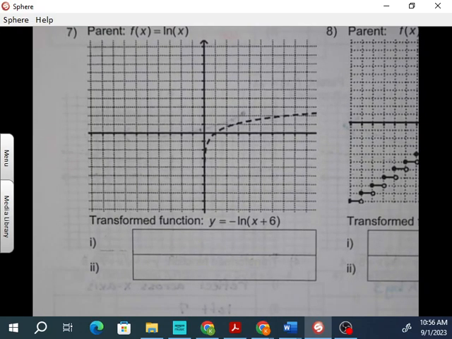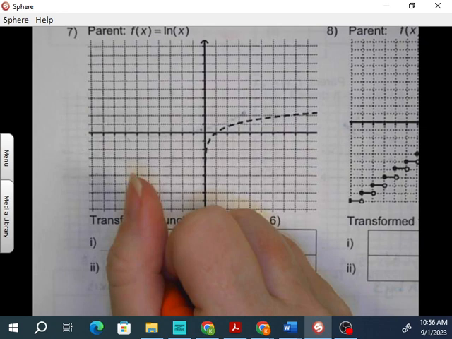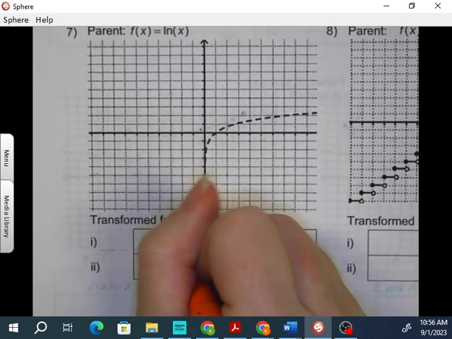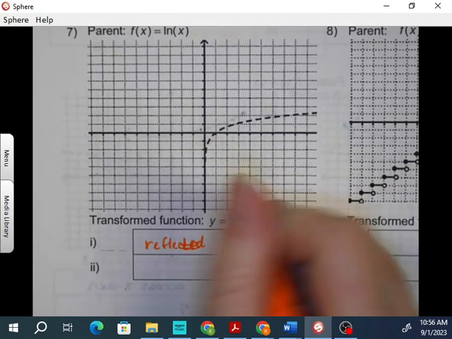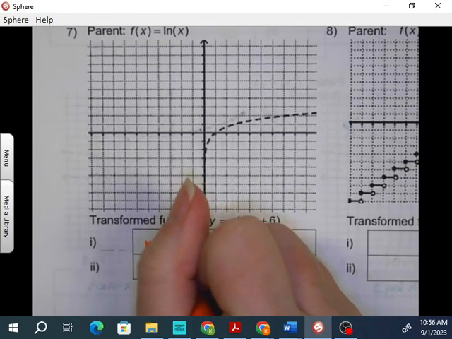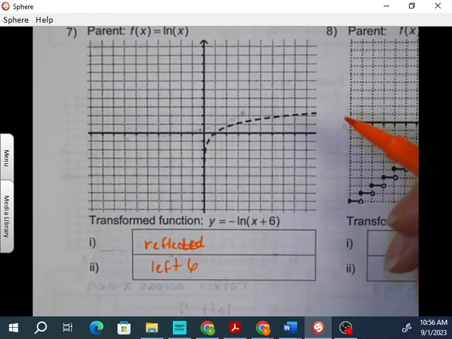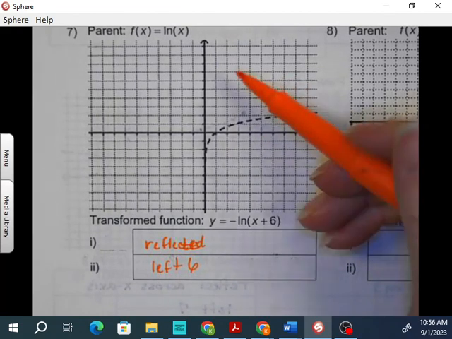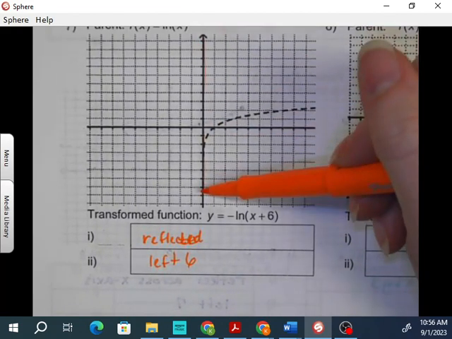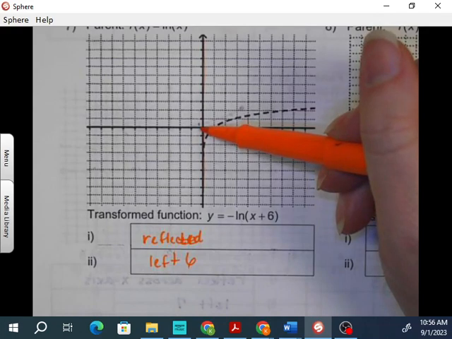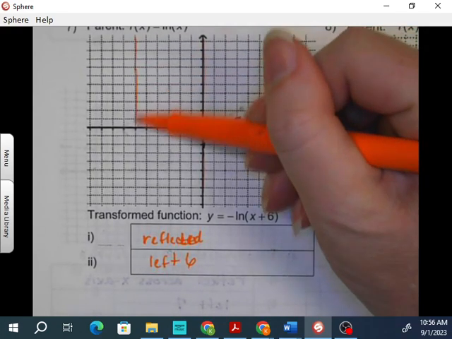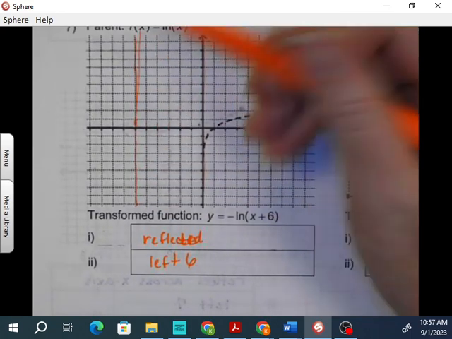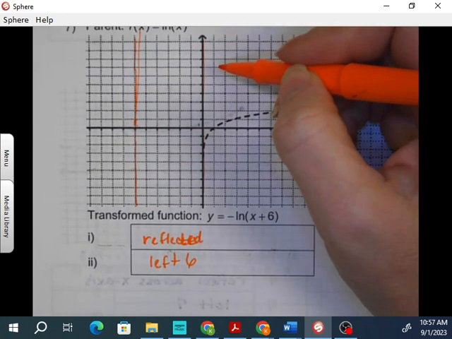This one only has two transformations. It's reflected, and it's left 6. So again, logarithms have an asymptote. It's usually a vertical asymptote at 0. We're going to shift that asymptote 6 over. 1, 2, 3, 4, 5, 6. So I have an asymptote here, and it's upside down.